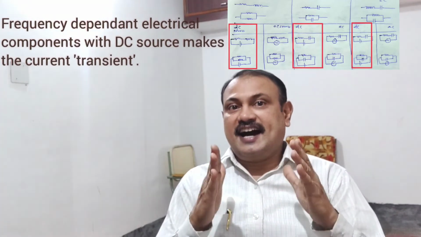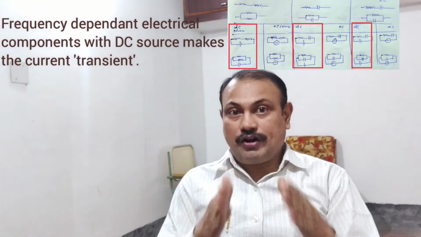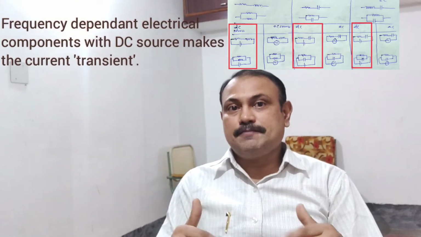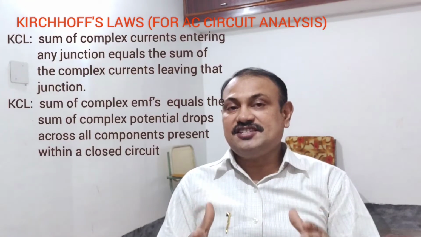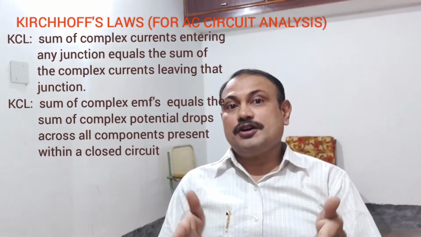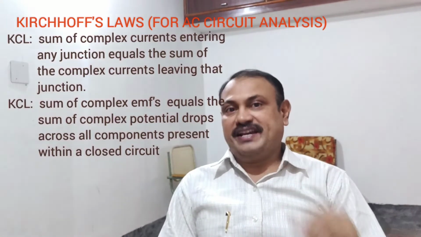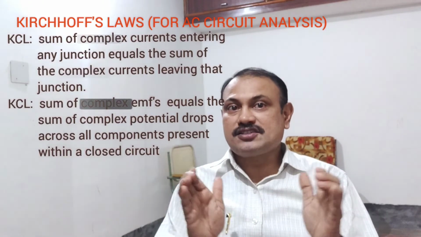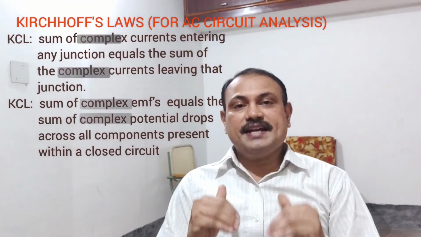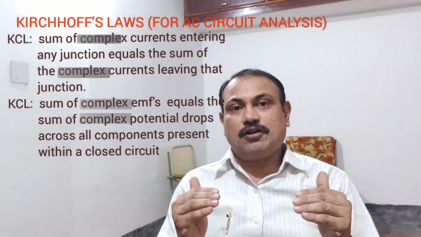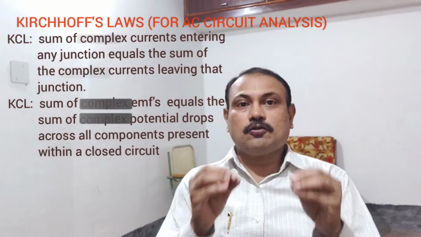Therefore, RL, RC, LC circuits when connected with a DC source are discussed under transient phenomena, which form the basis of network analysis. Now Kirchhoff's law forms the basis of AC circuit analysis similar to that of DC circuits, only that Kirchhoff's law is prefixed with the word complex. That is, complex current entering a junction is equal to the complex current leaving the junction. Complex EMF is equal to the sum total of complex potential drops across all the components in a closed circuit.